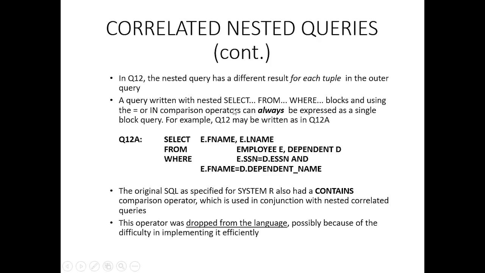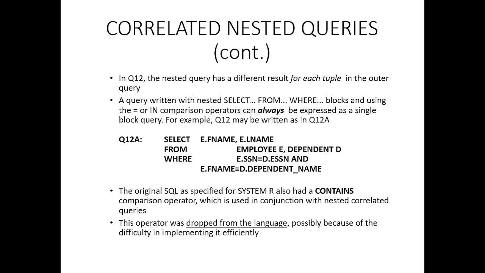So a query written with nested select-from-where blocks and using the equal to or IN comparison operators can always be expressed as a single block query. For example, we can rewrite that as Q12: select F name, L name from employee E, dependent D where E.SSN equal to D.ESSN and E.F name equal to D.dependent_name.